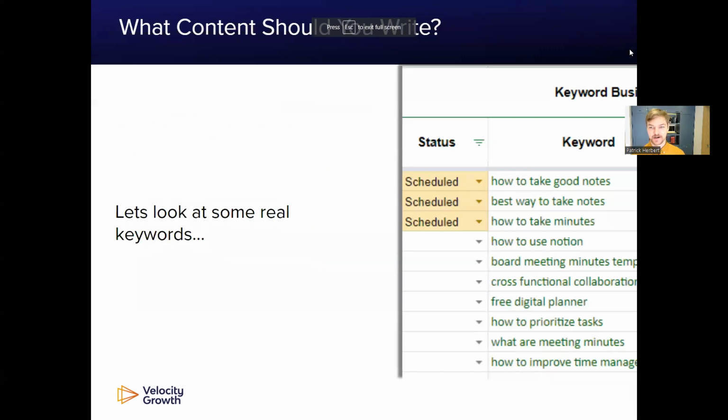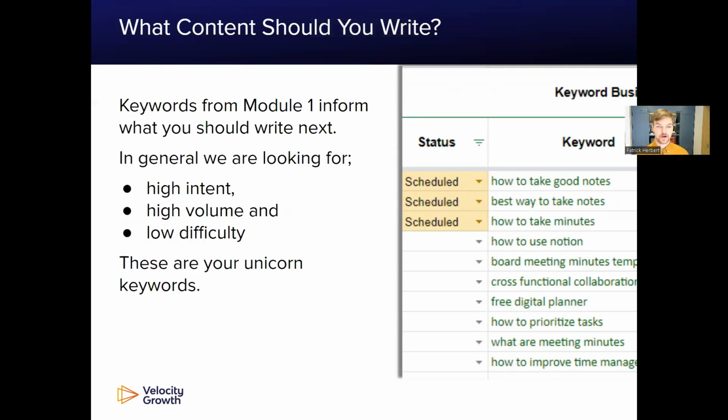Cool. Back to the slides, right? I hope that was helpful. So now you see what content you should write, right? High intent, high volume, and low difficulty. If you can't get that, try high intent and mid to low volume. Great. Mid to low volume and low difficulty, that's cool too.